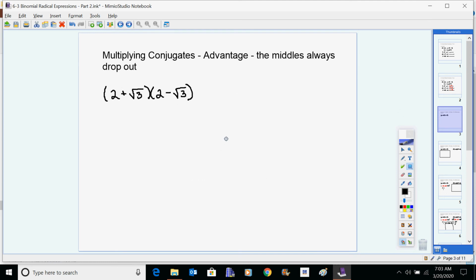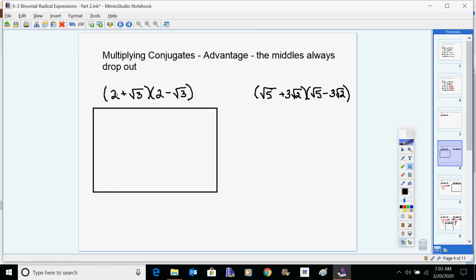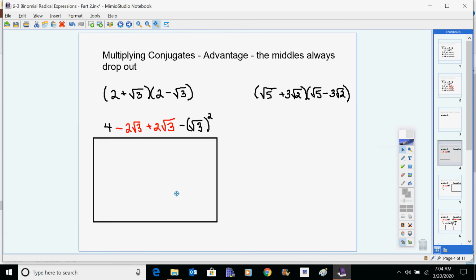All right, when we multiply conjugates, one of the advantages to that is that the middles drop out. Wait a minute, what do you mean by the middles drop out? The middles dropping out meaning that when we're multiplying 2 times 2, we get 4. But when I multiply 2 times negative square root of 3, I get 2 square root of negative 3. And then I've got this one becomes positive. So the positive and the negative ones, when we multiply them, these two will drop out because they're just opposites of each other. Then the end one, negative square root of 3 squared.